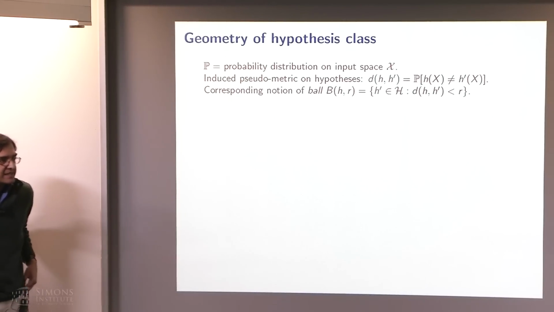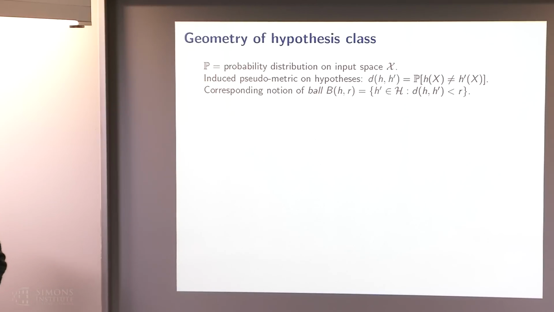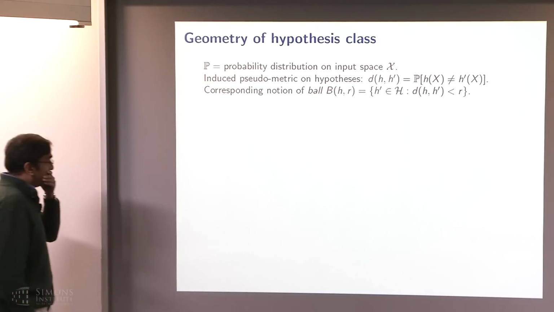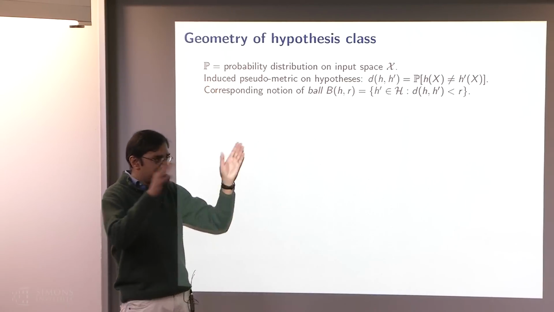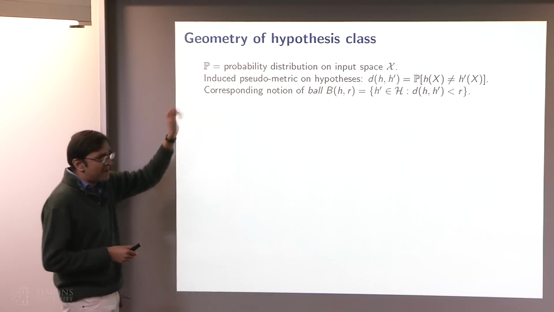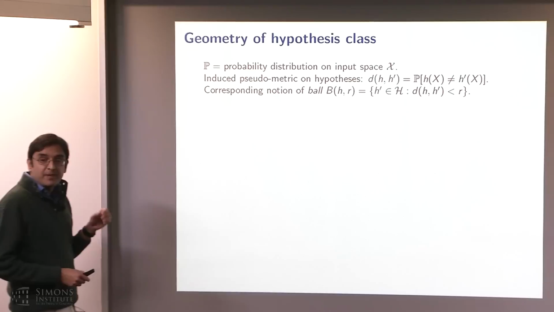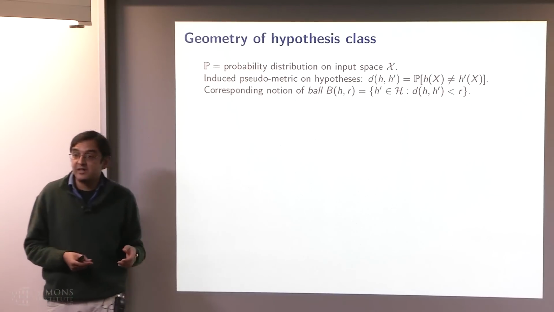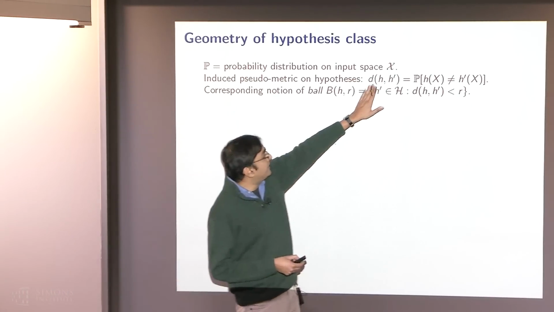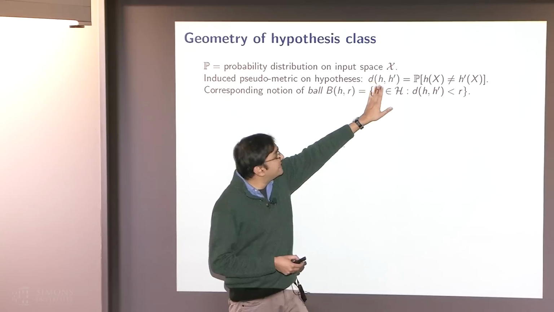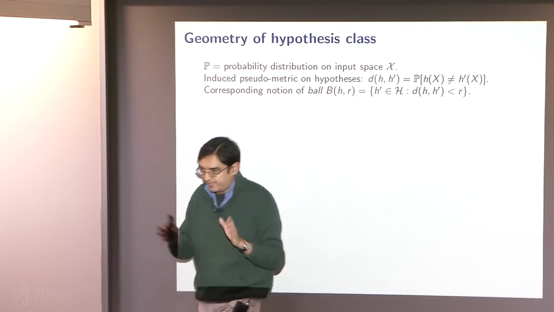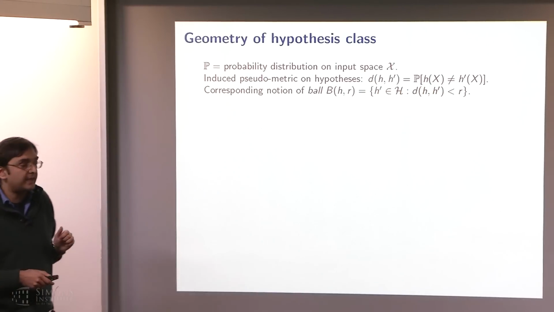And this requires us to get a little bit into the geometry of the hypothesis class. So we have some data space, and we have some distribution on that space. This distribution induces a metric on the hypotheses. If we look at two classifiers, the distance between them is simply the fraction of data on which they disagree. A very natural pseudo-metric.